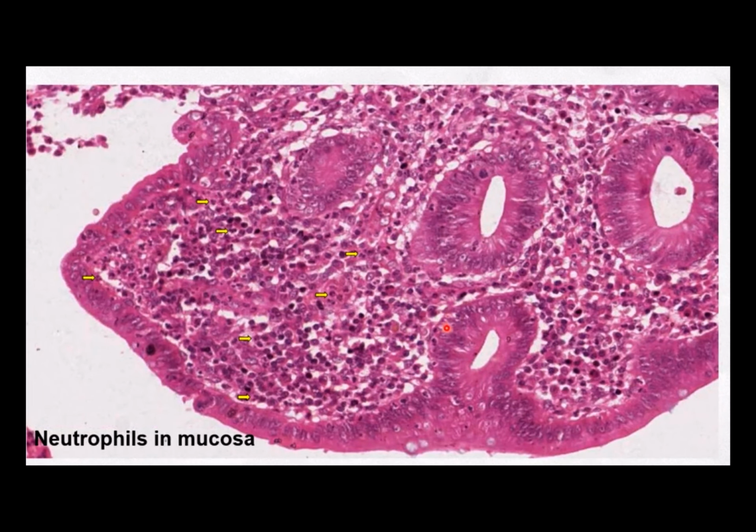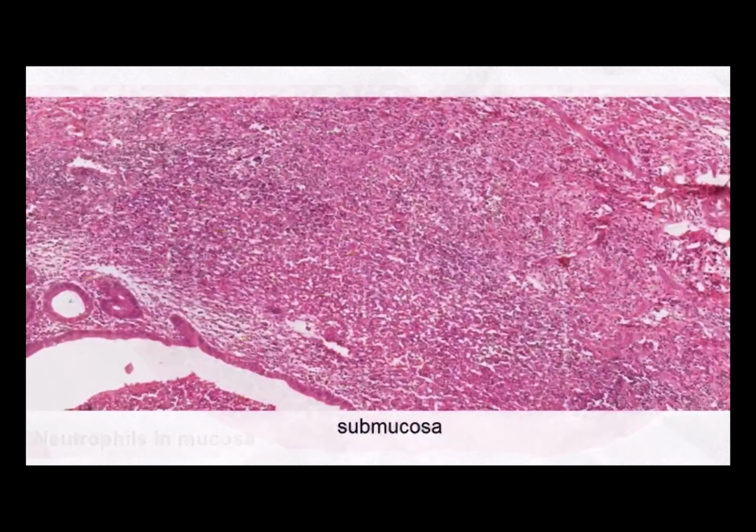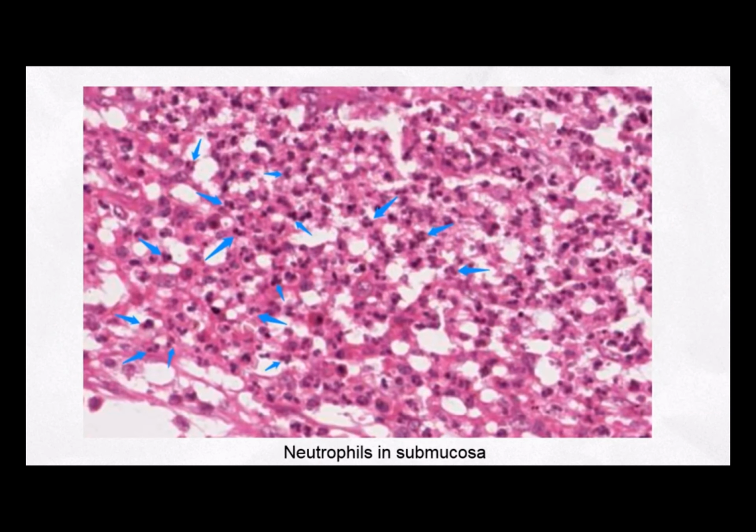At high magnification, numerous neutrophils infiltrate the mucosa. For example, these cells are neutrophils. And these structures are glands in the mucosa. And this layer of cells are epithelial cells of the mucosa. In the submucosa, we can also find many inflammatory cells. For example, these cells are neutrophils.